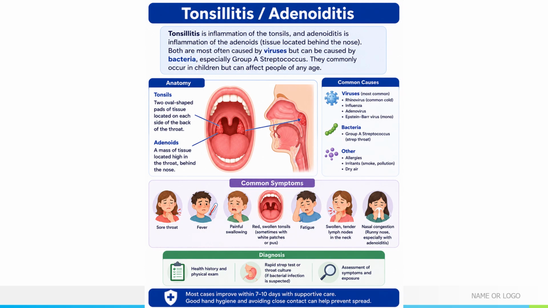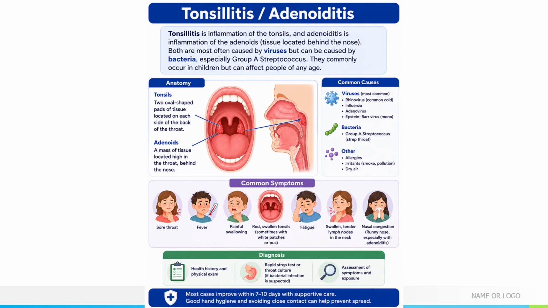And then diagnostics. So diagnostics, again, are going to begin with a thorough history and physical exam. The provider is going to ask, or you're going to ask about duration of symptoms, fever, difficulty swallowing, any snoring or mouth breathing, any exposure to sick contacts, previous episodes of tonsillitis or recurrent infections. And then physical exam is going to include inspection of the tonsils, posterior pharynx, cervical lymph nodes, and nasal airway when adenoid involvement is suspected.